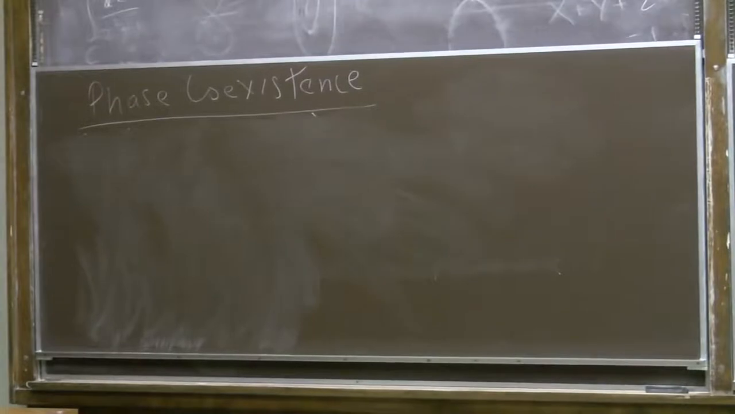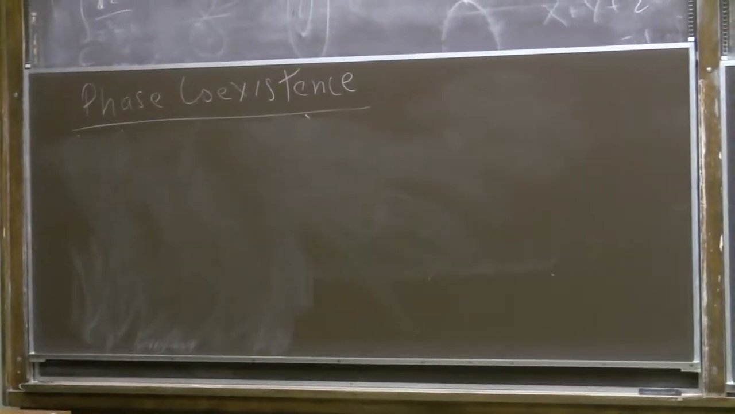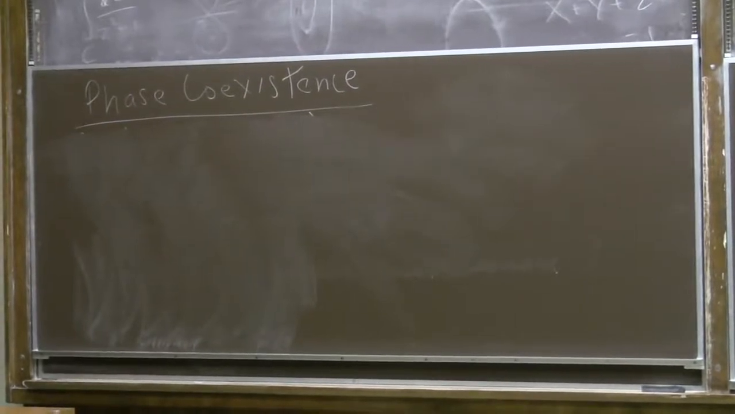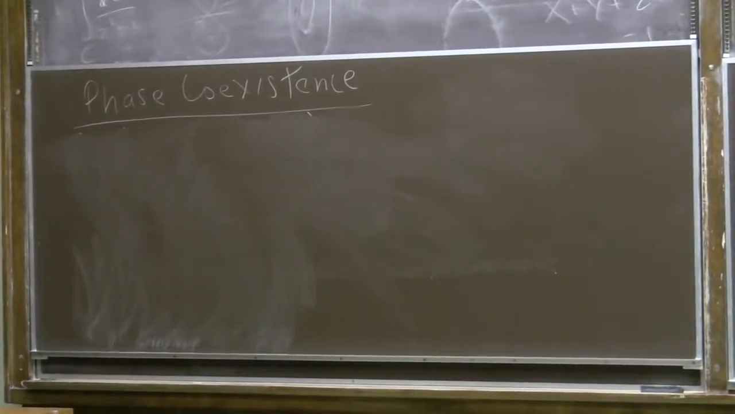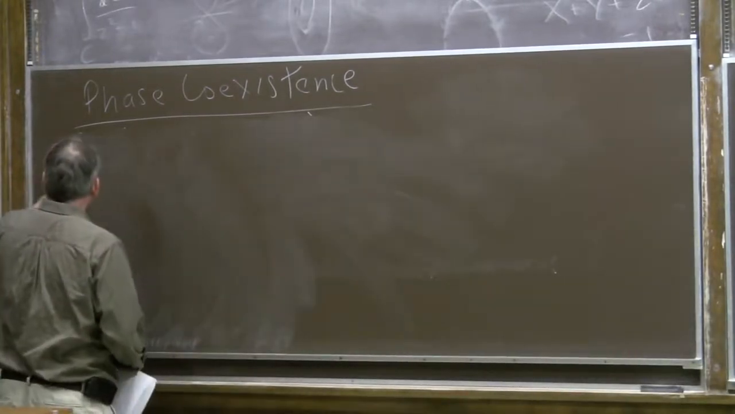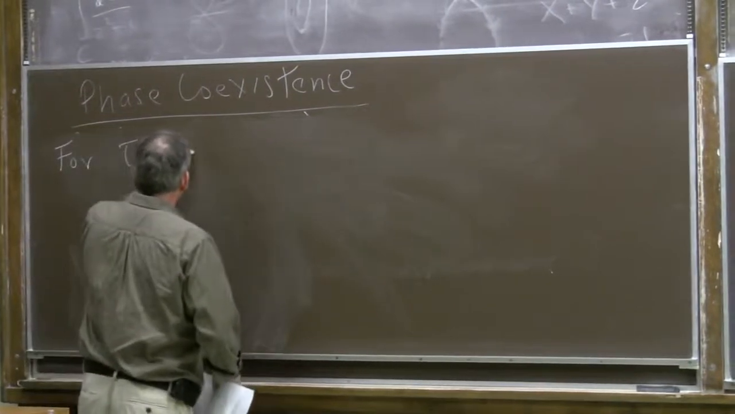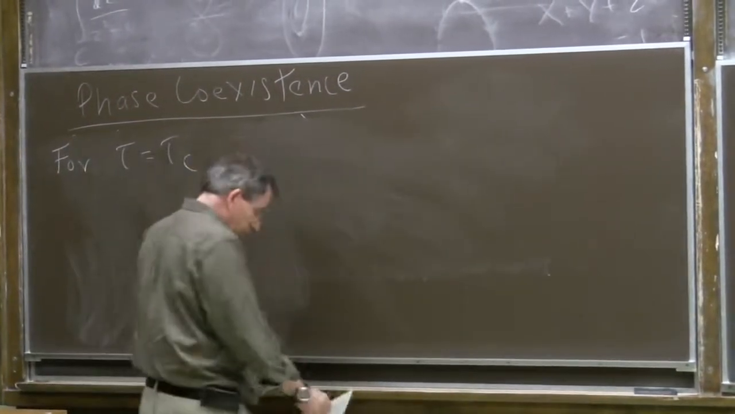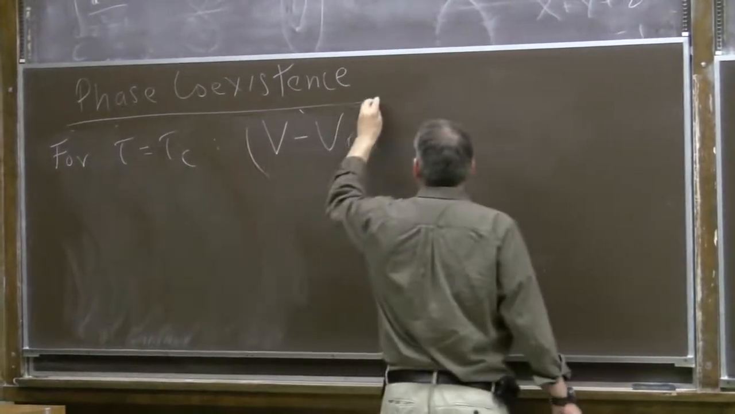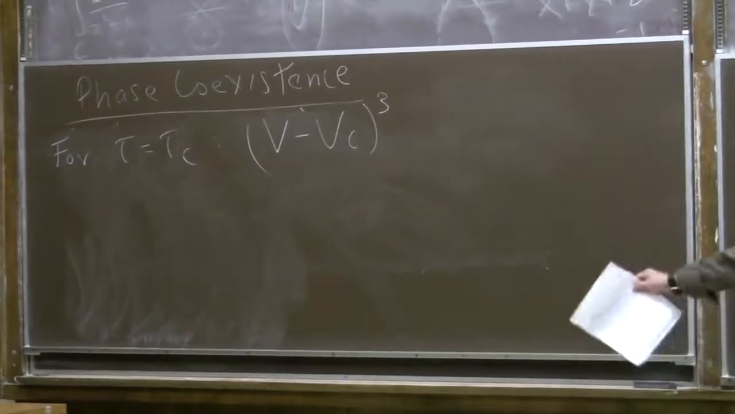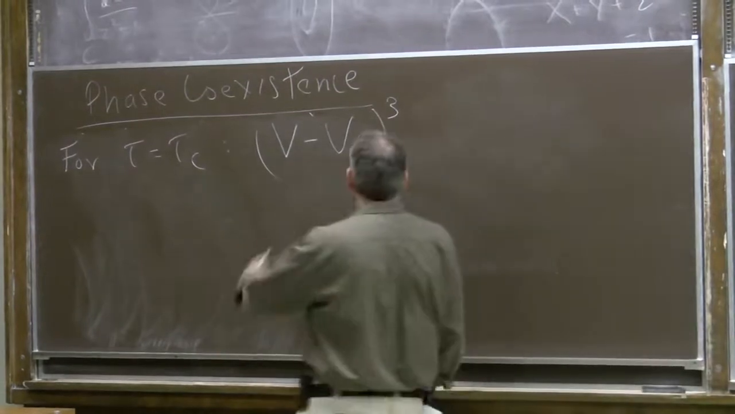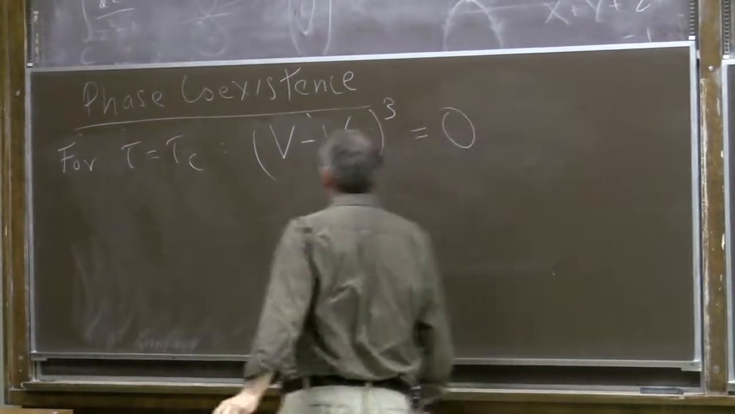So on the critical isotherm, there are three degenerate solutions. It separates where the three real solutions come together and become one real solution, right? So for tau equals tau c, the equation of state has a threefold degenerate solution at the critical volume. So it's just V minus V critical cubed equals 0.